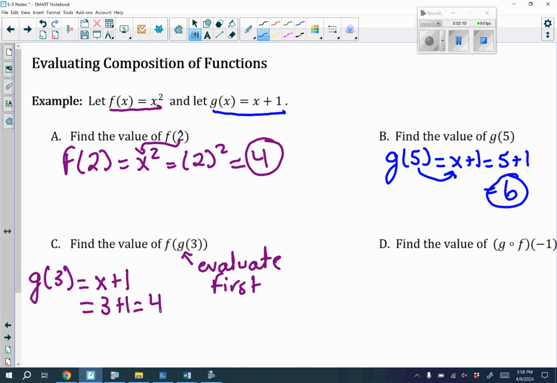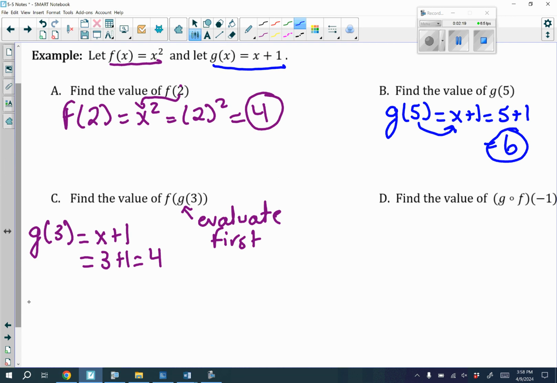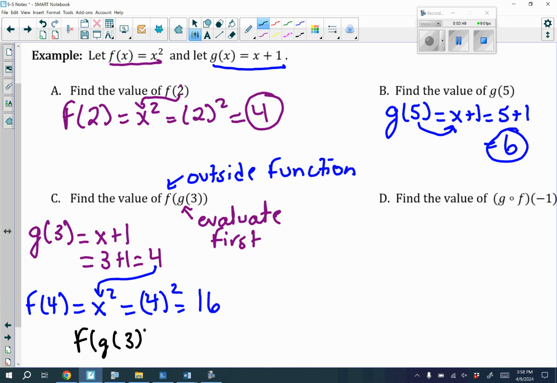Now, that's not my final answer because notice I have f on the outside. So what I'm going to do is take this number 4 and plug it into the outside function. In this case, our outside function is f because it's outside of the parentheses. So our f function here is x squared. So I'm going to plug 4 into our x here. So 4 squared is 16. So my final answer here, meaning f of g of 3, is just going to be 16. There's my answer.